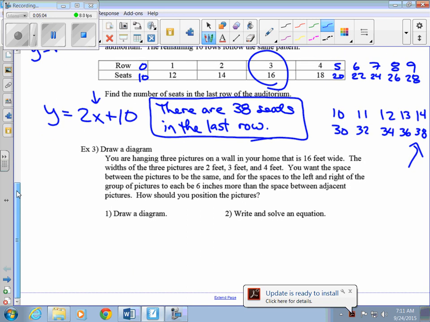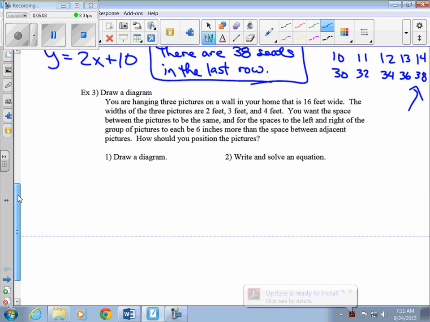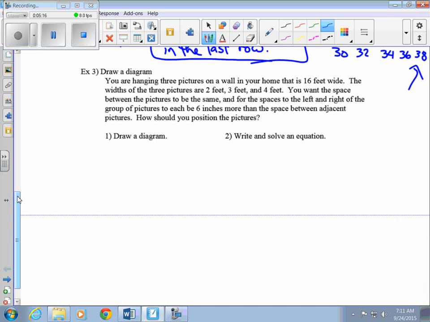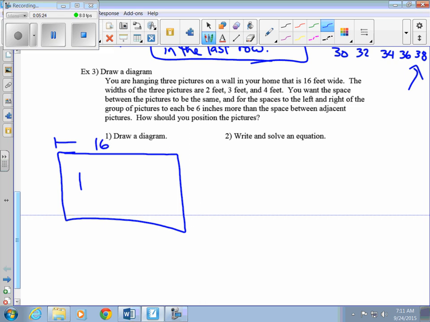Then we'll move down to example 3. And example 3 is drawing a diagram. All right, so it says you're hanging 3 pictures on a wall in your home, 16 feet wide. So what we're going to start doing is just drawing this picture. Here's the wall of your bedroom. Okay, we got 3 pictures. We know that the room is 16 feet wide.